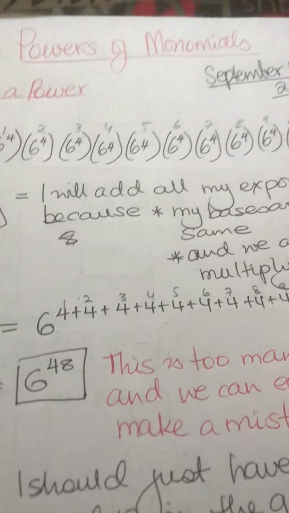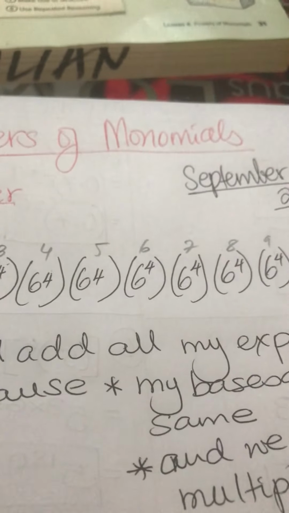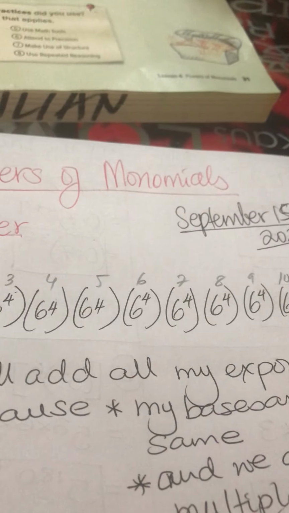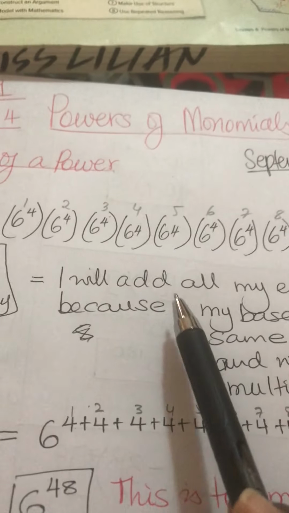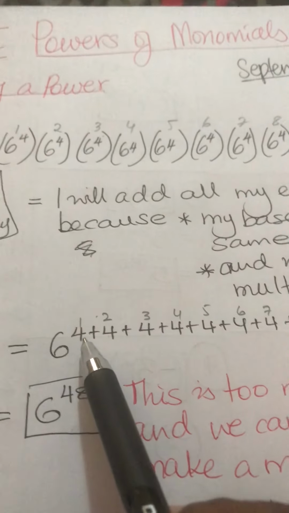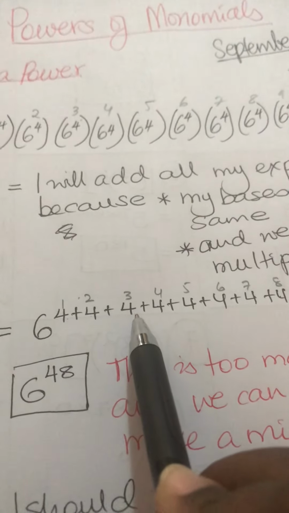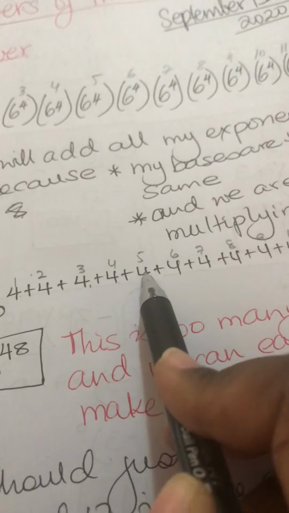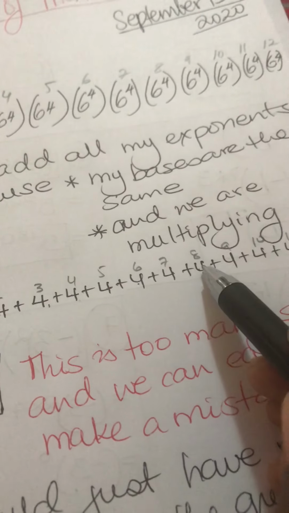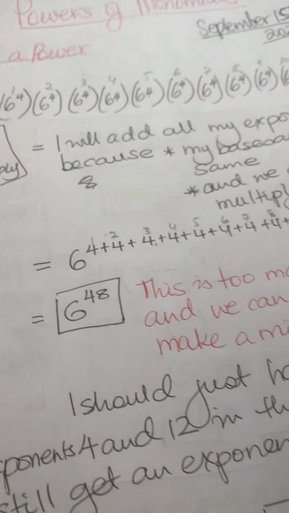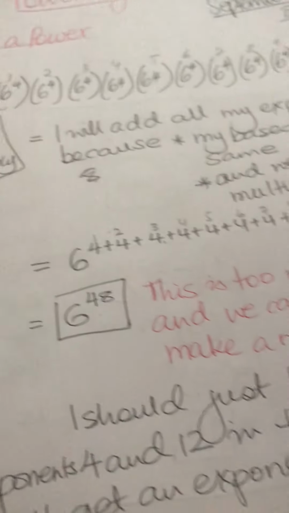Okay? Now, remembering the rule from lesson 3, it said if my bases are the same, I should just add my exponents. Okay? So, my bases are the same. All my bases are 6. So I'm going to add all my exponents. So I'm going to do 4 plus 4 is 8, plus 4 is 12, plus 4 is 16, plus 4 is 20, 24, 28, 32, 36, 40, 44, 48. Okay? And there is my answer, 6 to the 48th power.